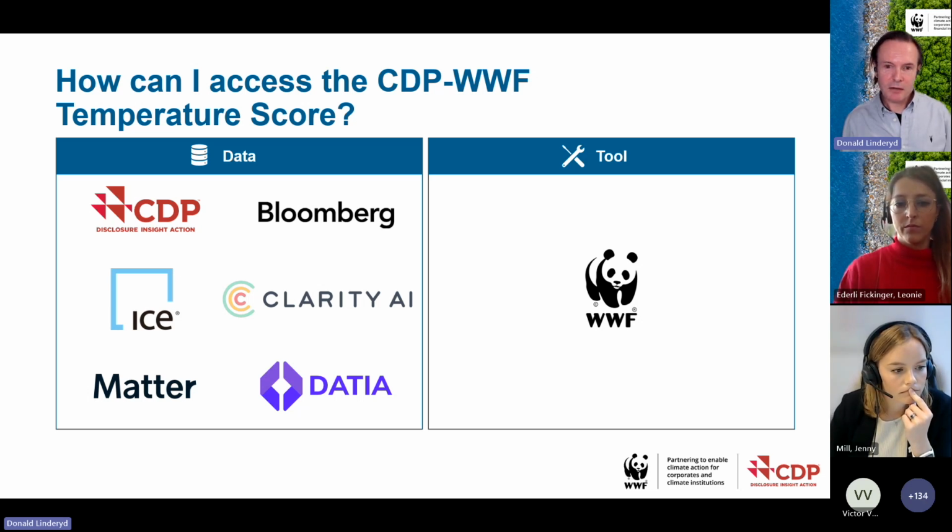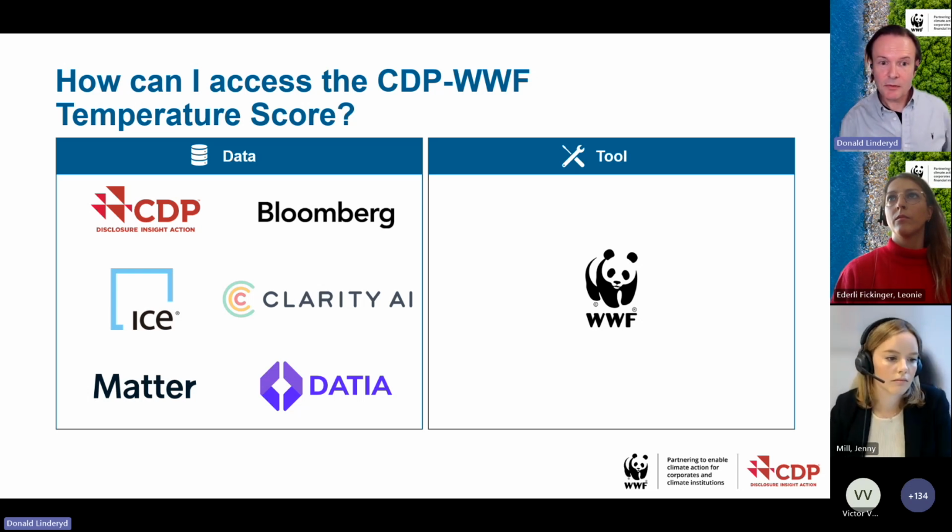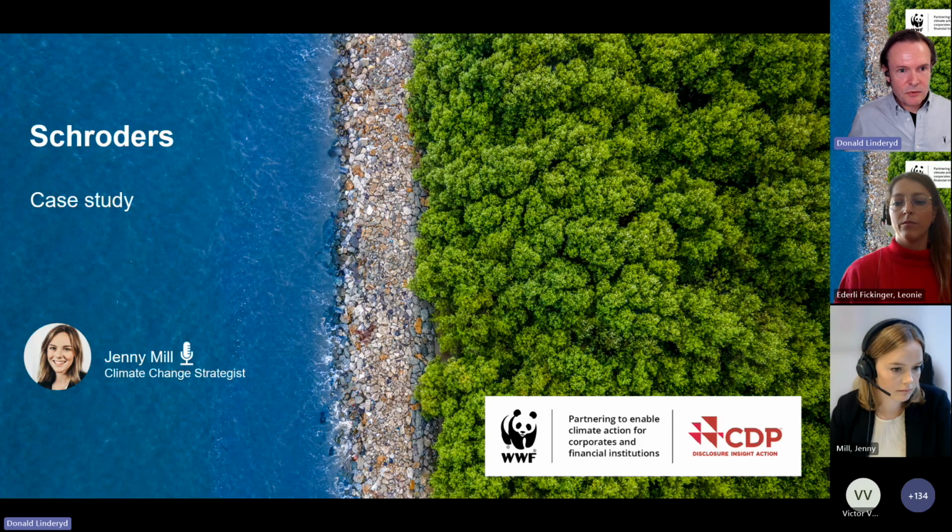But if you would rather calculate all of this yourself and want full control and full transparency, there is a Python-based tool that WWF is developing. It was developed within the SBTi originally, but WWF has taken over that development, which is obviously an open source solution as well. So you're more than welcome to build on that should you wish to. With that, I'll hand over to Jenny to explain how you use temperature scores at Schroders.